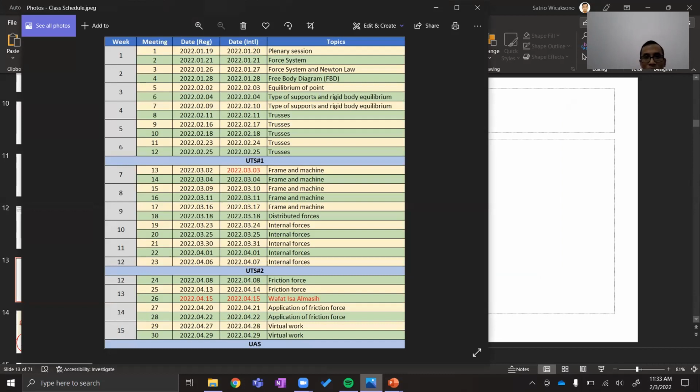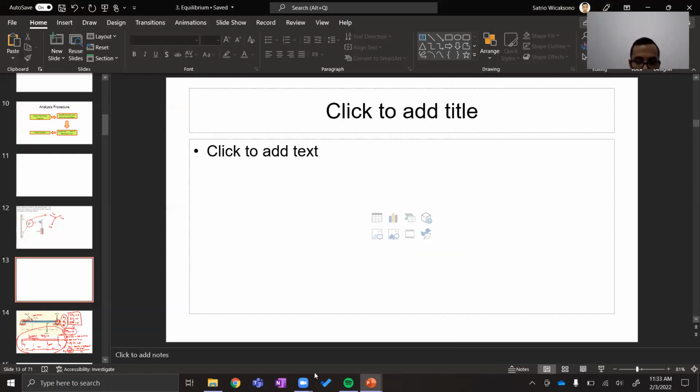Actually, last week we were supposed to concentrate on drawing the free body diagram, but for today I will concentrate on drawing the free body diagram first. Then for tomorrow I will give you some practice on how to calculate the equilibrium. Okay, let's try to draw the free body diagram again.